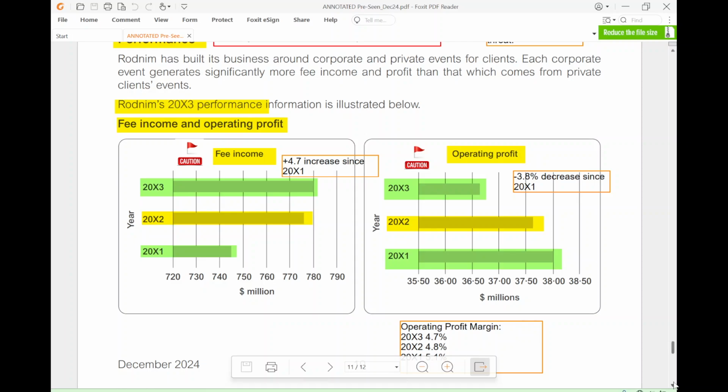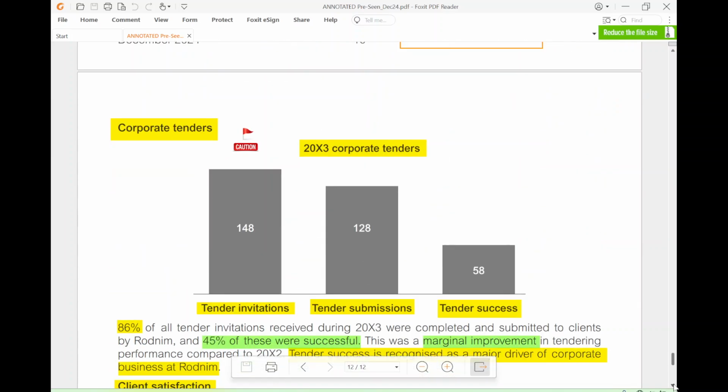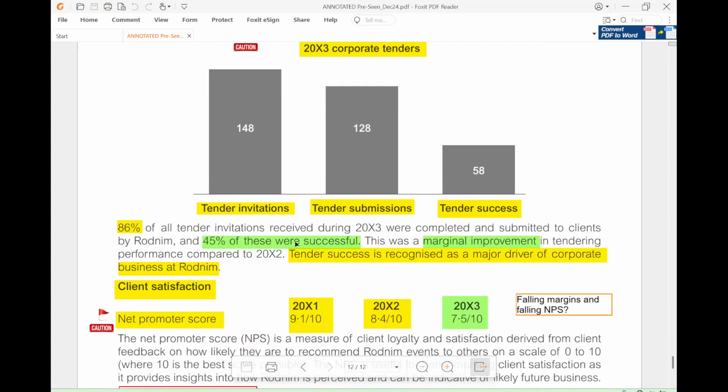Moving into our final page, I believe, we're talking here about the tenders. Remember that the tendering process is very much linked to the corporate area, and we get some stats in terms of success. Now, I'm not an expert on the industry, but the figures look fairly good, and we are told that there's a marginal improvement in 20X3 compared to 20X2. Obviously, tender success and being successful in these pitches is key to corporate business clients.